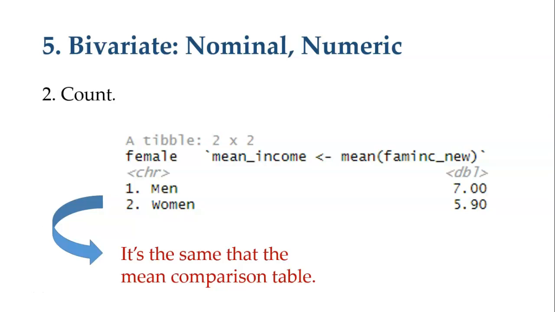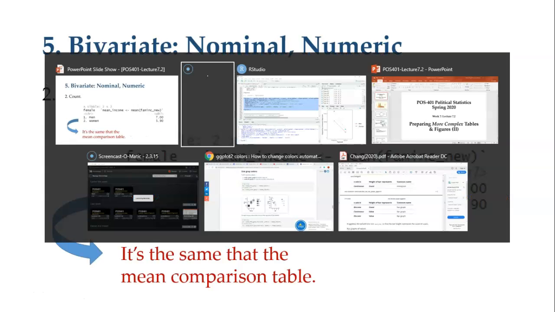And this is what you have. When you use that kind of structure, that kind of command, you're going to have the same that you have in the mean comparison table, right? Men, women, and you have the mean income. And notice that unfortunately, women earn less than men, okay? Let me go to R.